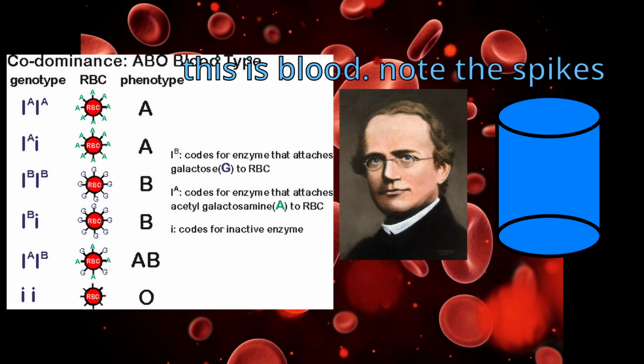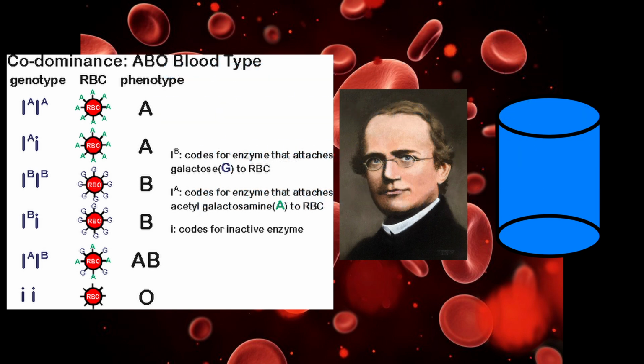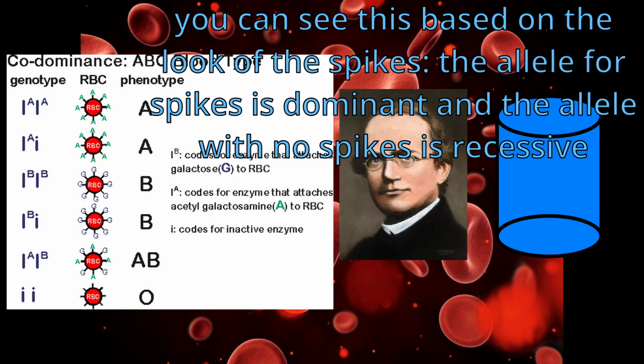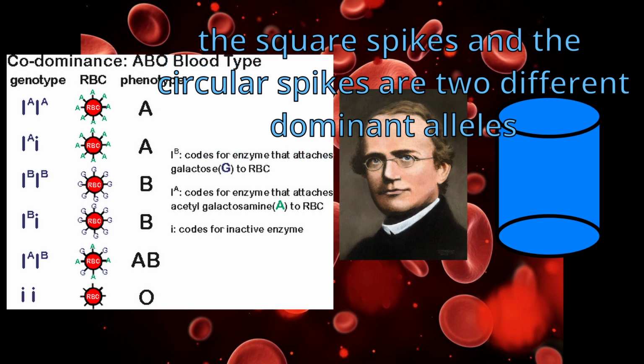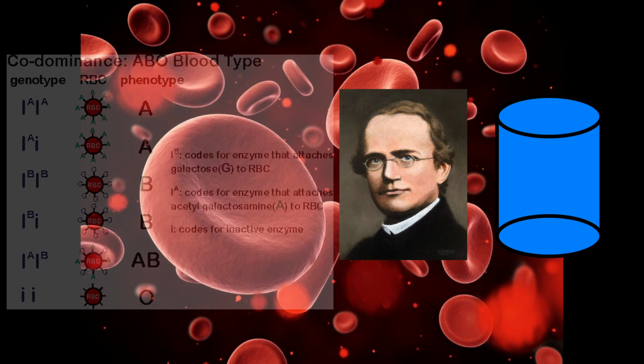This is blood. Note the spikes. There is the concept of codominance, where there are 2 dominant alleles that, when expressed together, form a phenotype with both traits. You can see this based on the look of the spikes. The allele for spikes is dominant and the allele with no spikes is recessive. The square spikes and the circular spikes are 2 different dominant alleles. When both dominant alleles are expressed, both types of spikes appear.